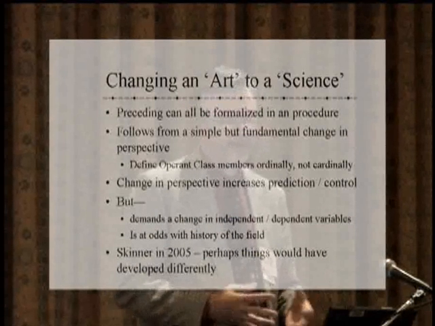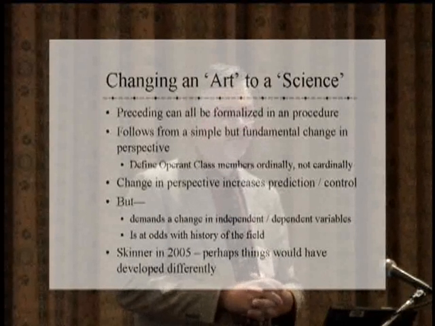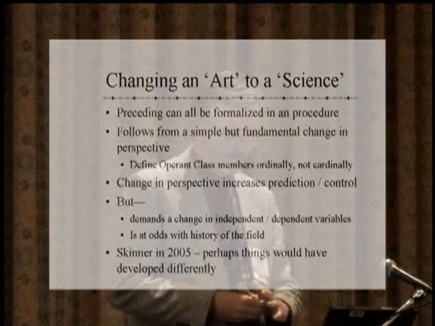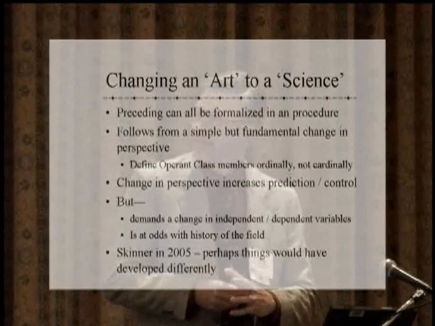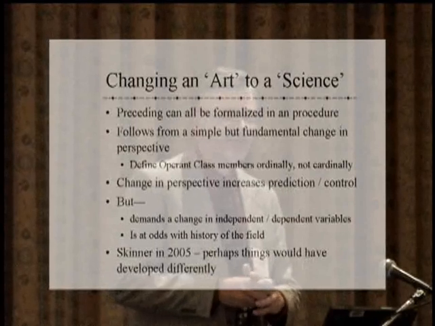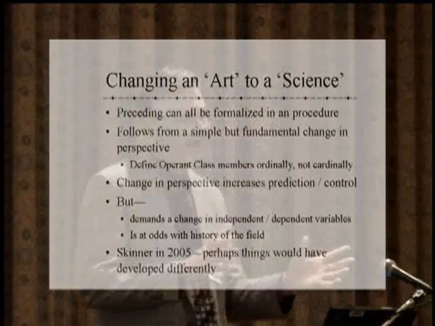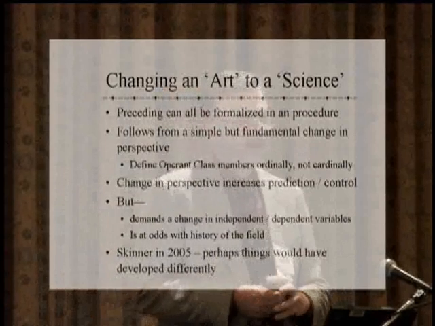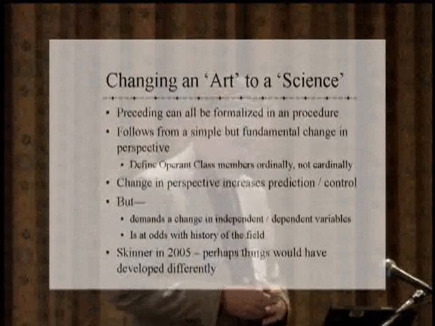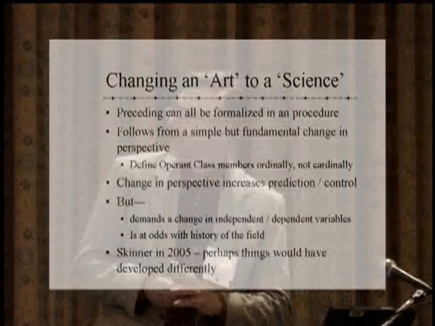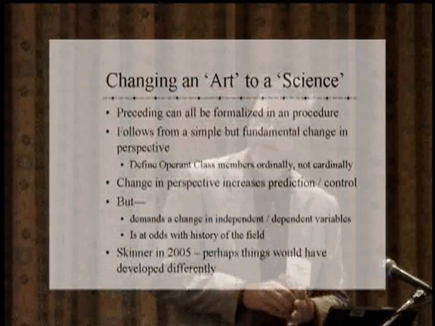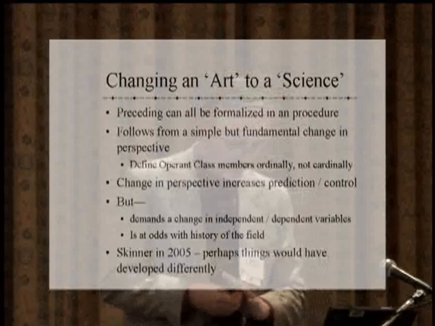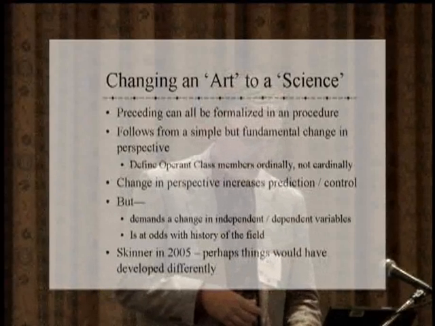This change in perspective, I hope to show you, provides increased prediction and control and allows us to do things that we can't otherwise do. But unfortunately, it demands a fairly radical change in the way we think about independent and dependent variables, and it is at odds with the history of the field as it has developed. But I hope to argue that if Skinner were alive today, starting this enterprise all over again, he perhaps may have developed things a little bit differently.